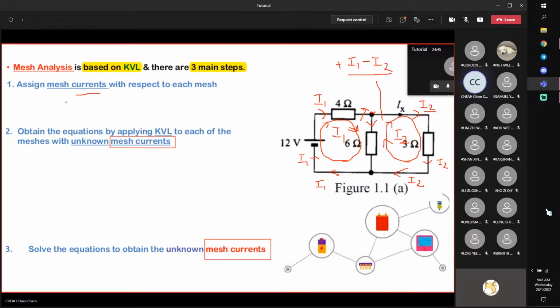Now, here I'm doing the first step. I assign 2 unknowns, I1, I2. Okay, if you have 2 unknowns, then you need 2 equations. Therefore, we move to the next step.